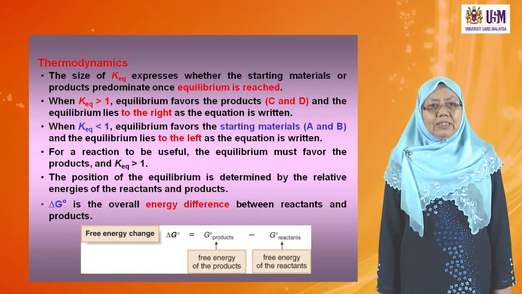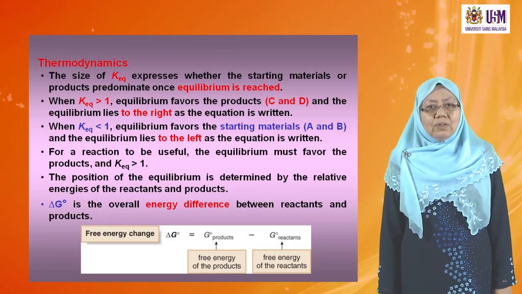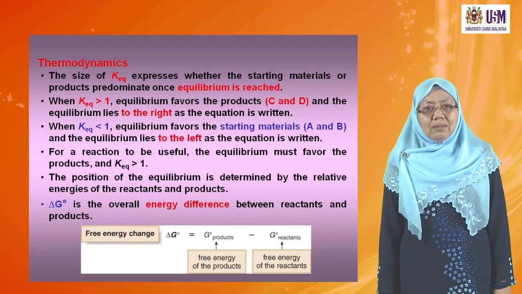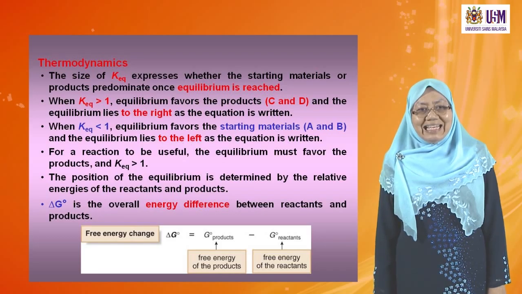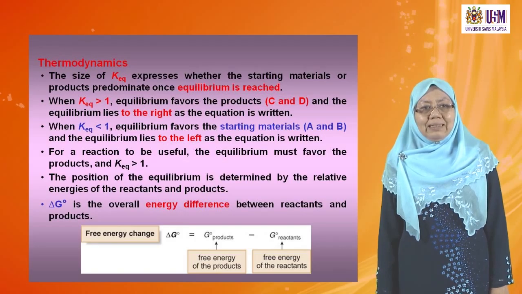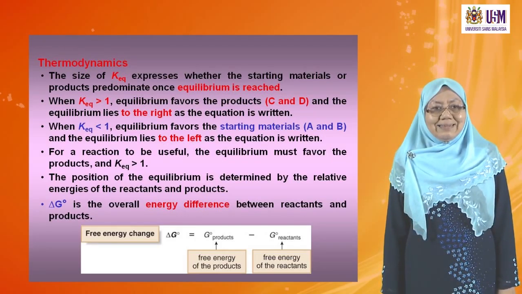The size of the equilibrium constant expresses whether the starting materials or products predominate once equilibrium is reached. When the equilibrium constant is more than 1, equilibrium favors the products, which are C and D, and the equilibrium lies to the right as the equation is written. When the equilibrium constant is less than 1, equilibrium favors the starting materials A and B, and the equilibrium lies to the left as the equation is written.